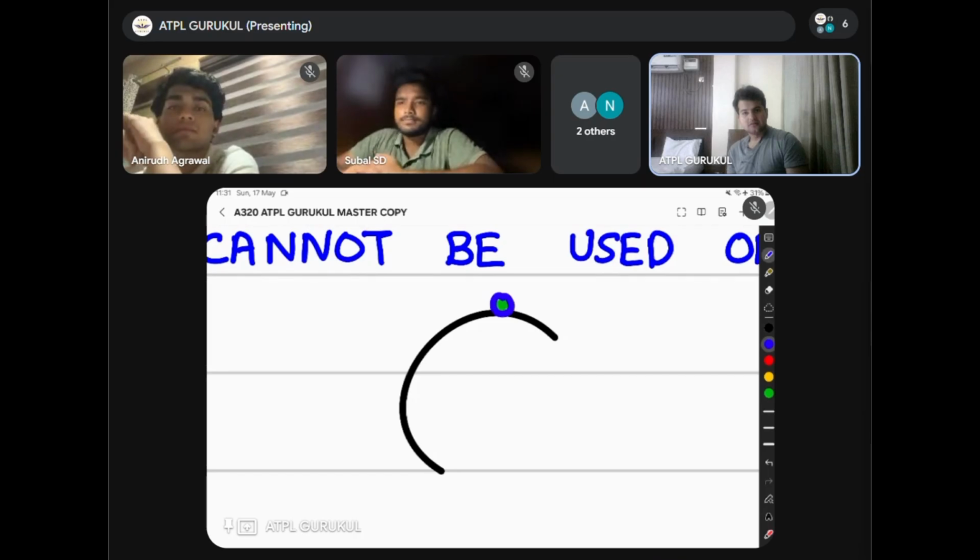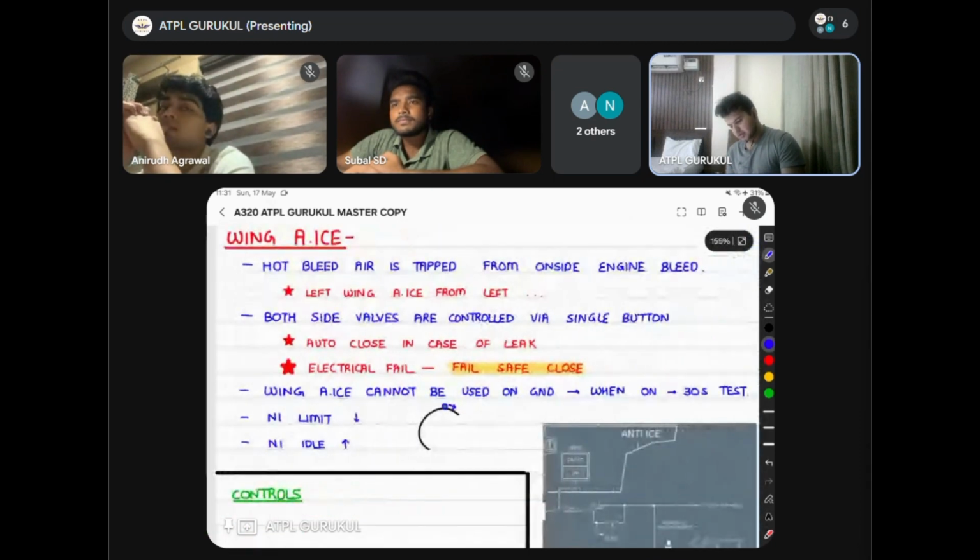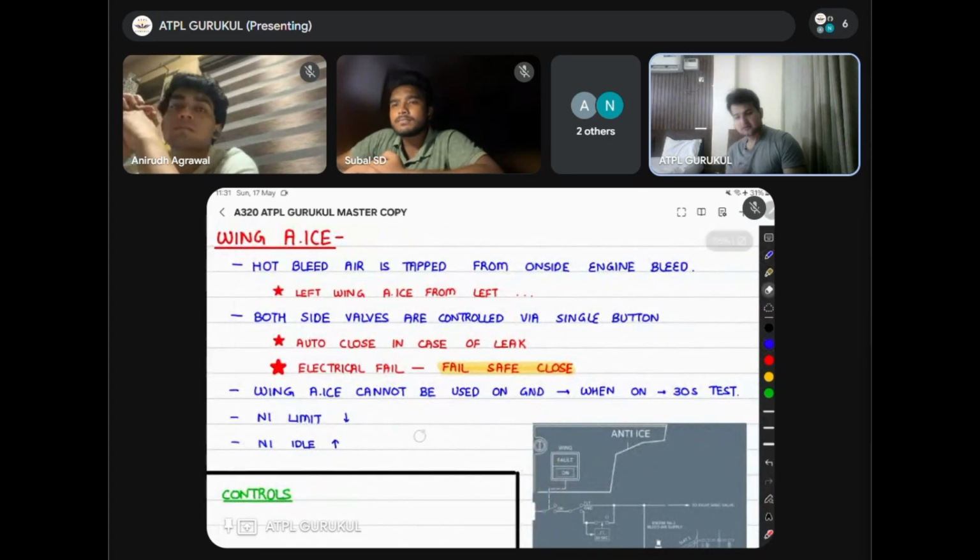ओके, ये इंजन का थ्रस्ट बढ़ के इधर आ जाएगा। क्यों? Because now the engine has to work harder to supply bleed air to the wings. Okay, now because the EGT is also increasing, the limit will come down.